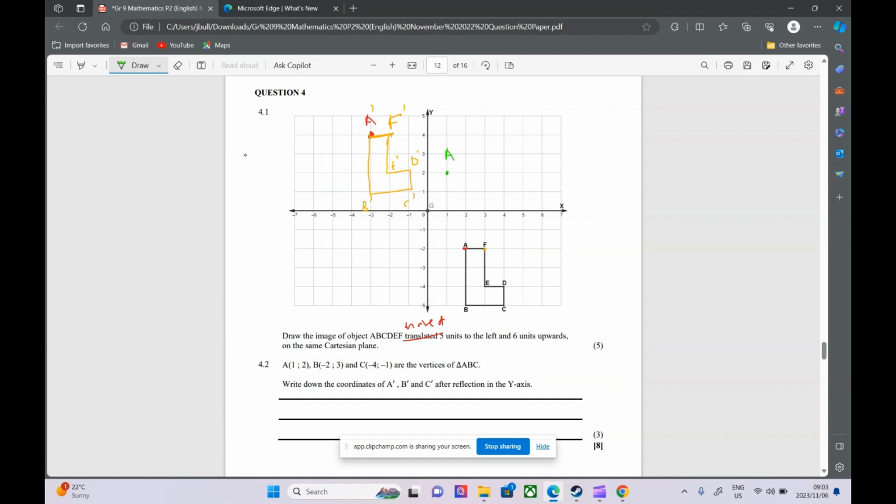Then when x is minus 2, y is 3. Minus 2 and 3. And then, okay, so that's our B point. And then C is minus 4, minus 1. So when x is minus 4, y is minus 1. Okay, very strange triangle, but that's fine. Okay, so then we can connect our triangle.